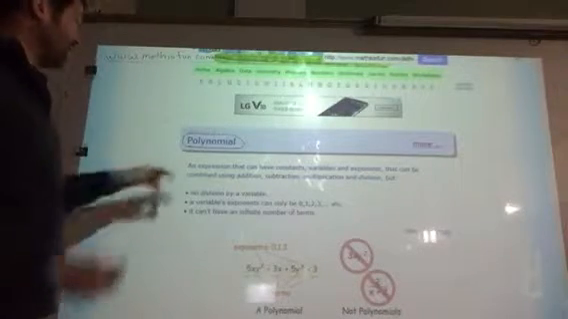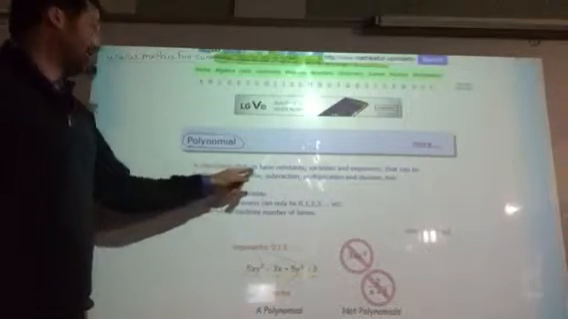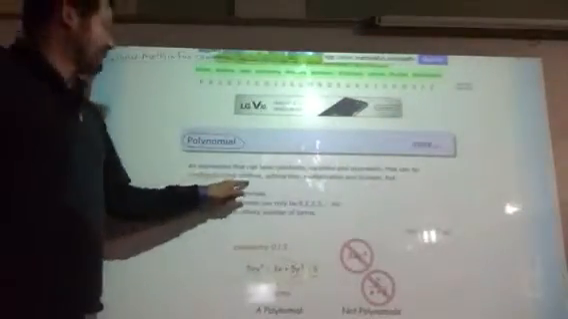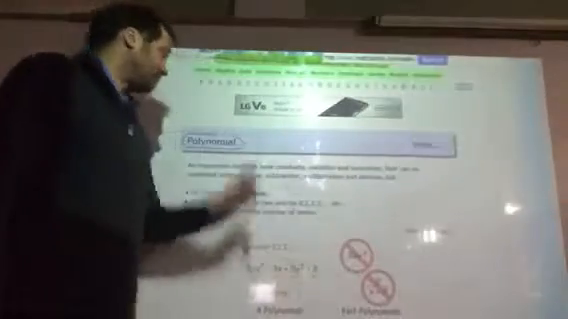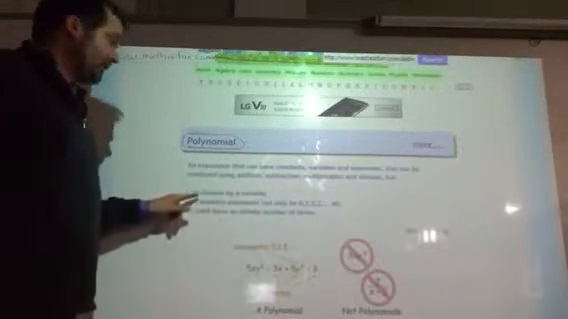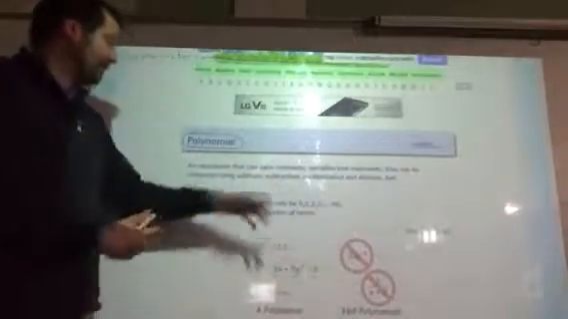Algebra 1 and Algebra 2 will both be doing the same thing. Basically, a polynomial, as said here, is an expression that can have constants, variables, and exponents that can be combined using addition, subtraction, multiplication, and division. But no division by a variable. All right, so you can't divide by a variable.